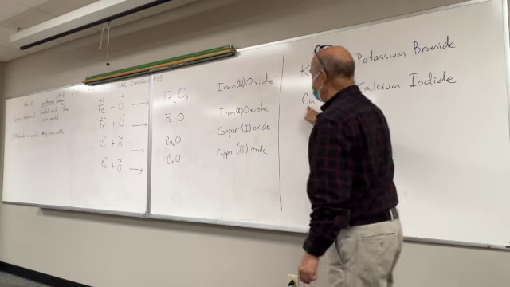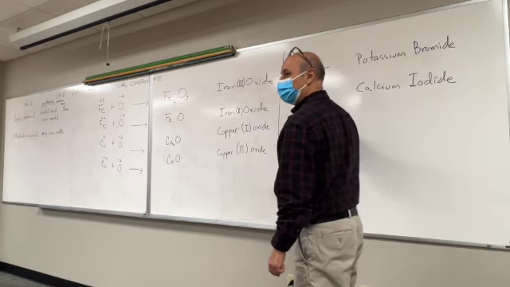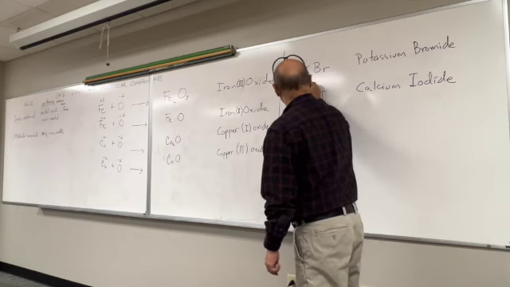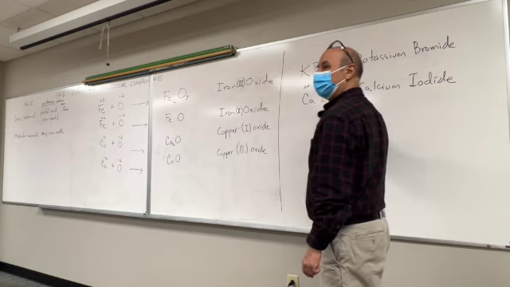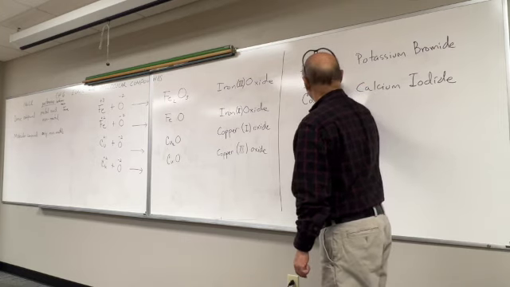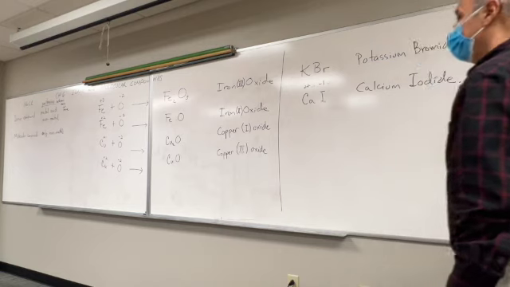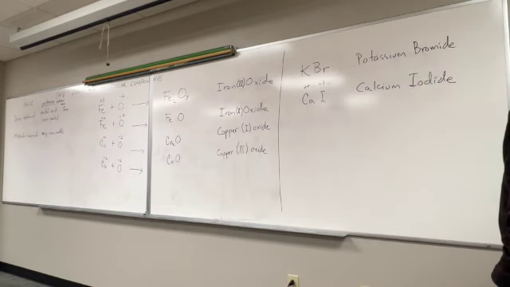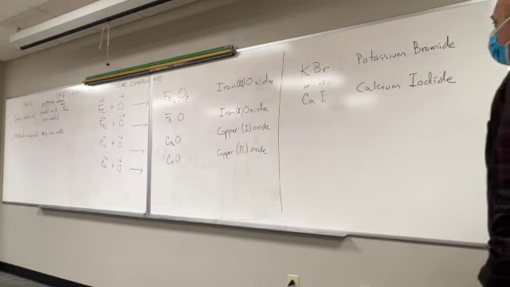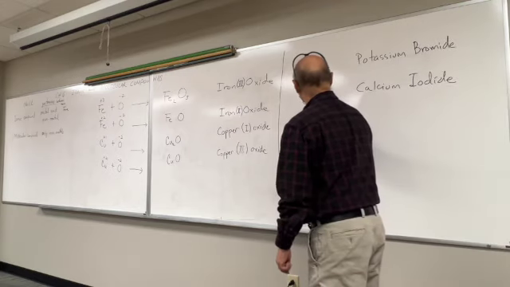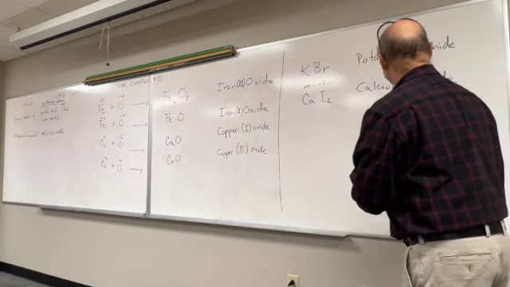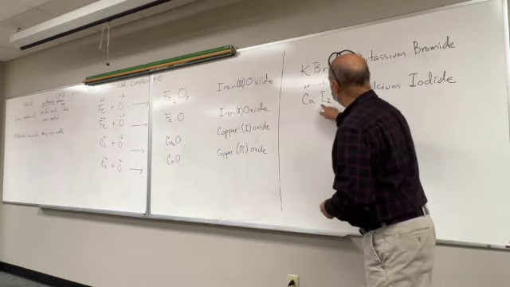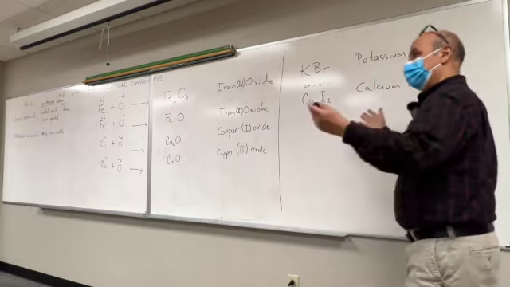What's the charge of calcium on the periodic table because of the group number? 2 plus. And the iodide is in group 17, so minus 1. So now just crisscross. So what's the formula? Ca1. That's it. Calcium iodide is CaI2. You're done.